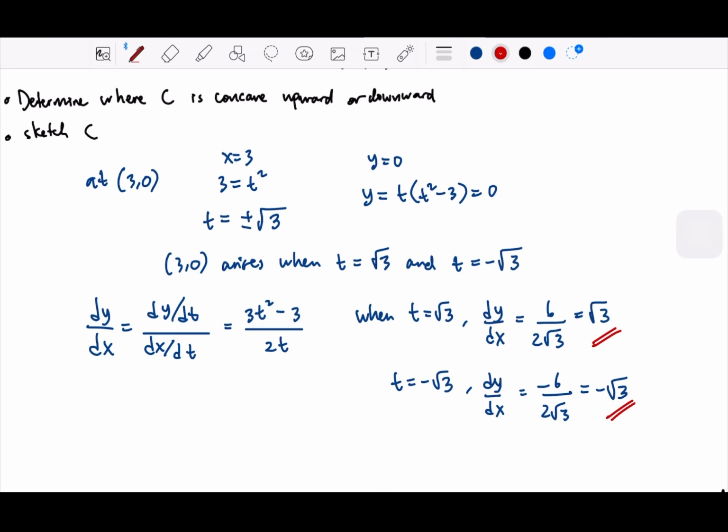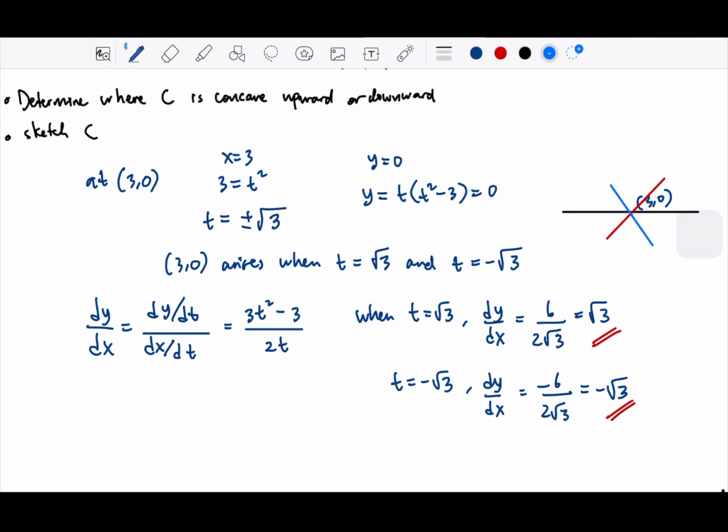So at the point 3, 0, let me illustrate what happens. Let's say this is 3, 0. One curve of the tangent goes like that, and the other one is like that. So perhaps it will be having a loop. It's having a loop.